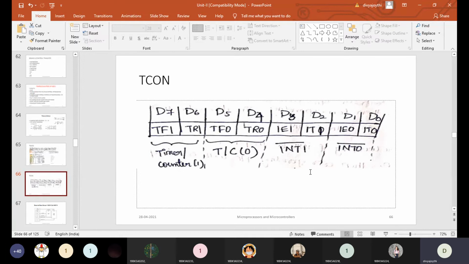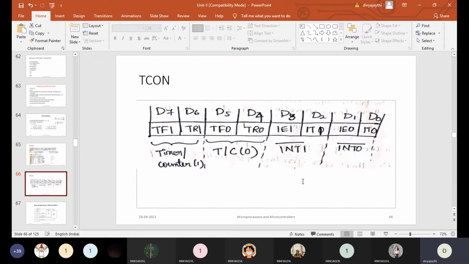Whenever the controller receives some external interrupts, the architecture of 8051 will set these two values, D1 and D3, to 1. Once the interrupt is serviced, that means the controller has responded to it and done what should be done for that interrupt, D1 and D3 will be automatically reset. I'm repeating, D1 and D3 deal with external interrupts.